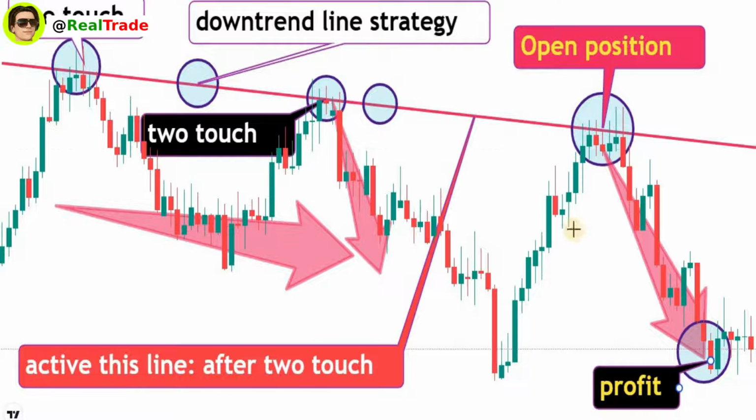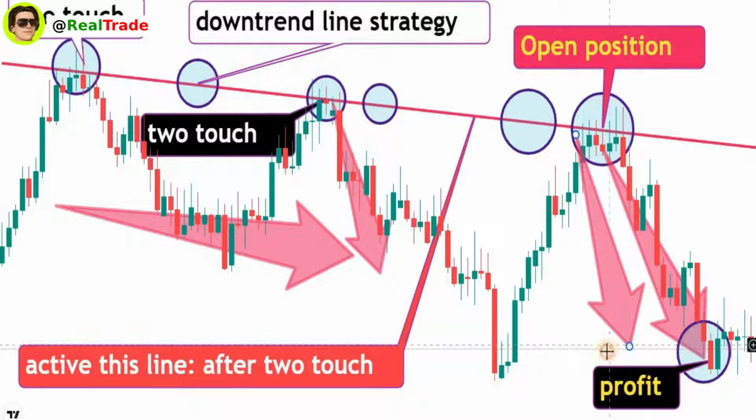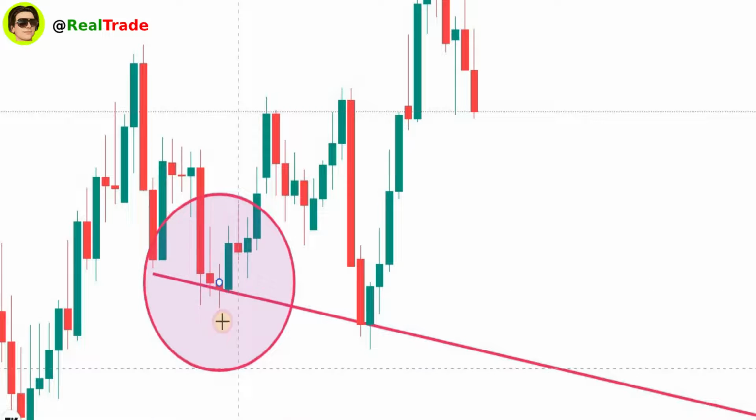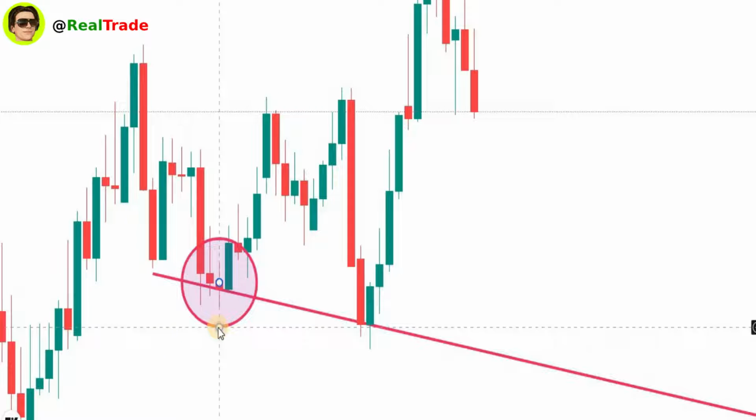Yes, downtrend line strategy, touch price and back price, and take a profit after the touch. Yes, look at here, touch price and back price.